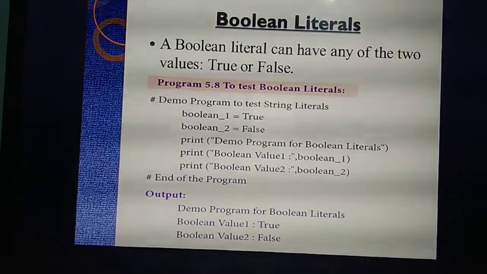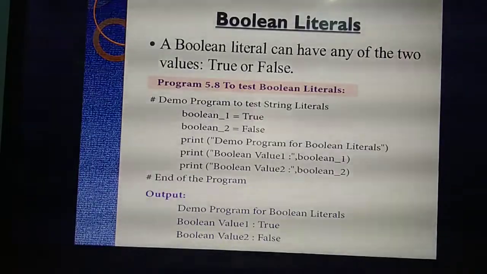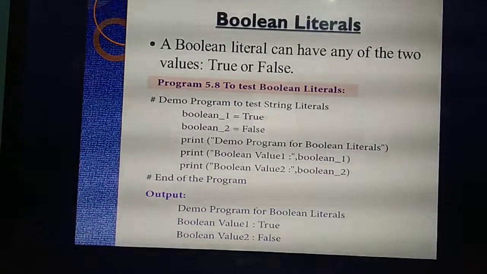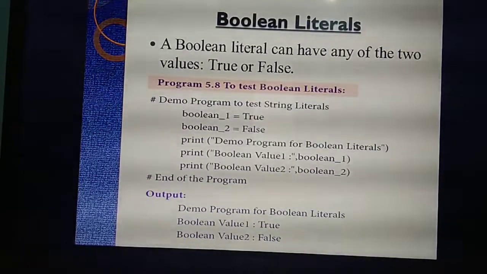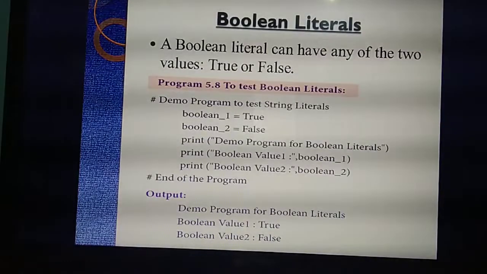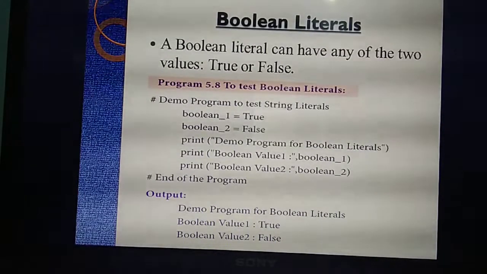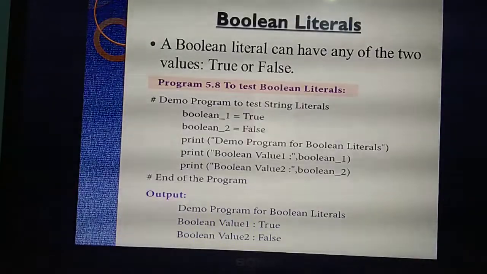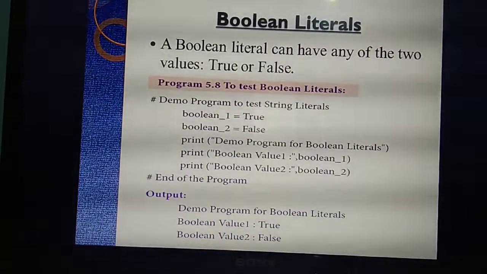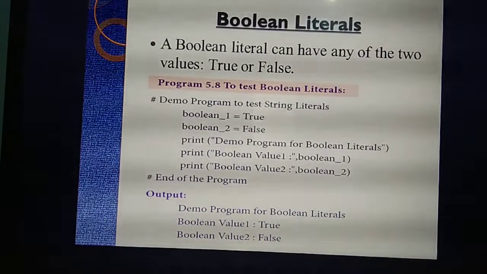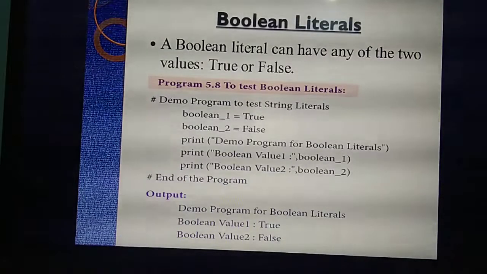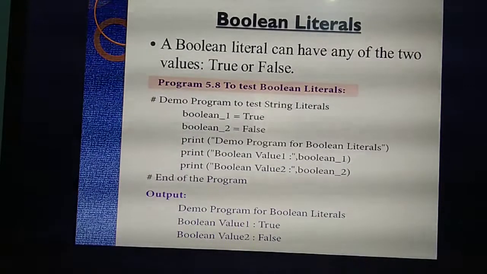How many Boolean values are there? Ones and zeros. What's the meaning of that one? True or false. Either it may be true or false. That is called as what? Boolean. Okay, Boolean values. So, Boolean literals always have only 2 values. What are the values? Either true or false.